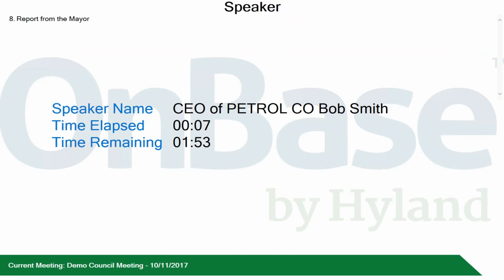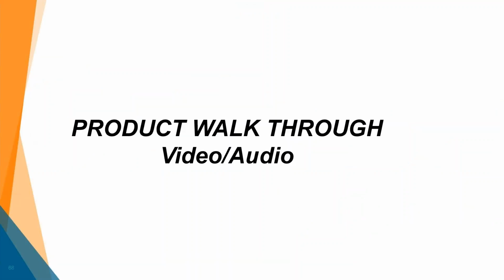This is what the public would see on the monitor. So again, you're seeing that Bob Smith, the CEO of Petrol Co., is speaking. He's been speaking for 7 seconds. He's got 1 minute and 53 left. And if he goes over, they would show that as well. So that's the minutes client and the ability to show the speaker management on the public display.